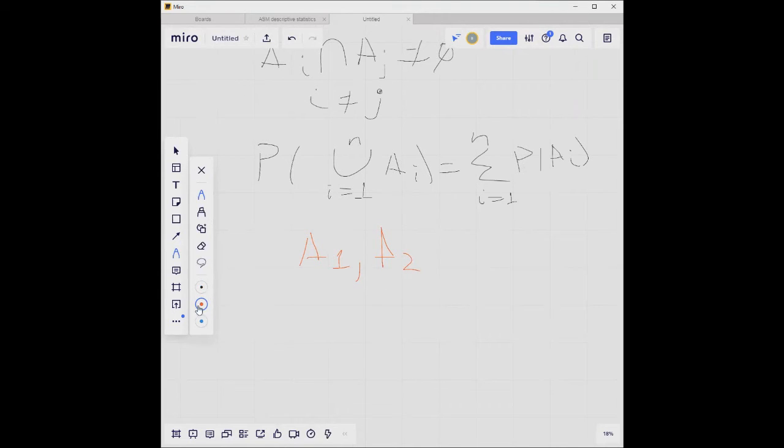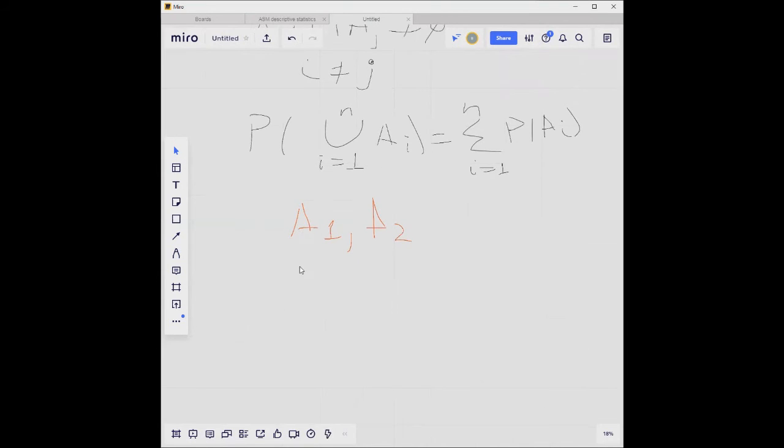In the case when n is equal to 3, A1, A2, and A3, we can assign to the union of events A1 and A2 a special name and call it some other event B.